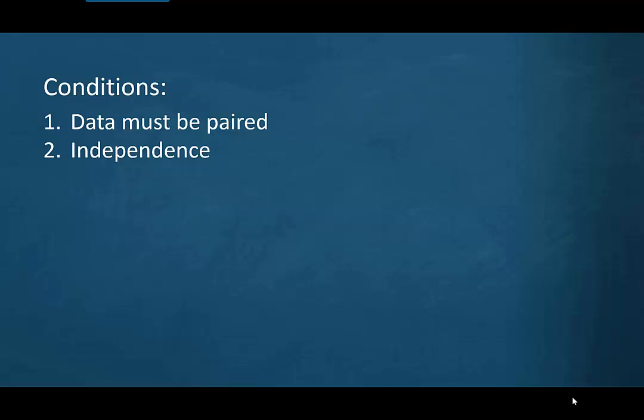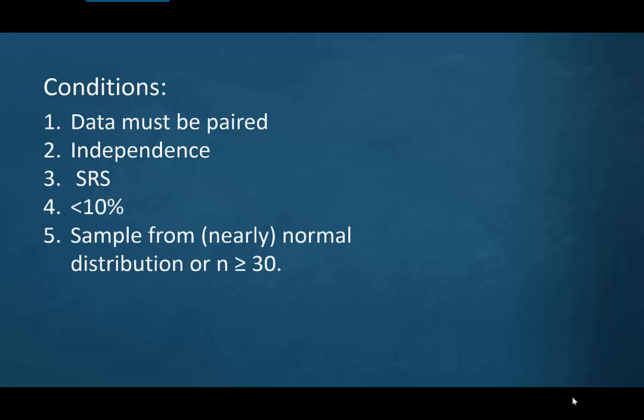Okay, independence. Wait, what? I thought we said we had to have dependent, not independent. Our pairs are dependent, but the differences must be independent of each other. So, for example, subject A's difference has nothing to do with subject B's difference. SRS, so simple random sample as usual. We can't have too big of a sample, and the sample needs to come from a nearly normal population, or N is bigger than 30.